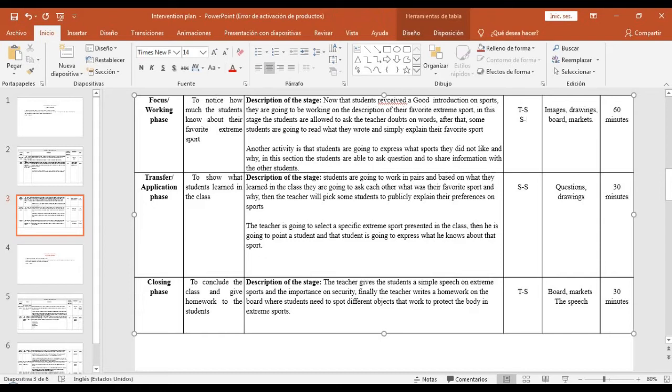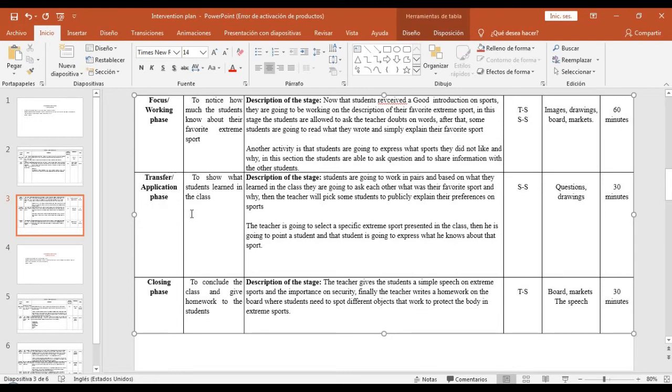I'm going to edit something here. It's teacher-student, and also student-student, because they're going to share information with other students. The resources needed are images, drawings, board, and markers. For this activity, I'll take 60 minutes because I think the whole class is going to participate, so it's not an easy job, and it takes time for those who have already practiced in a classroom.